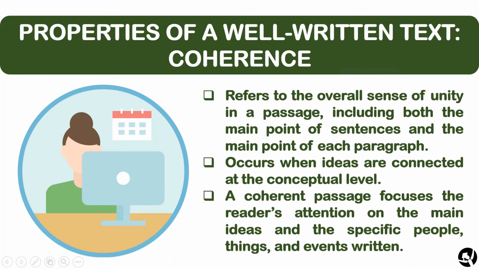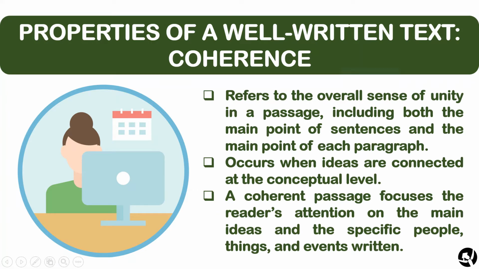Properties of a well-written text: coherence. Coherence refers to the overall sense of unity in a passage, including both the main point of sentences and the main point of each paragraph. Now, the way a text makes sense to readers and writers through the relevance and accessibility of its configuration of concepts, ideas, and theories is called coherence. When a paragraph is coherent, it means that the sentences are arranged in a logical manner, making them easily understood by the reader.